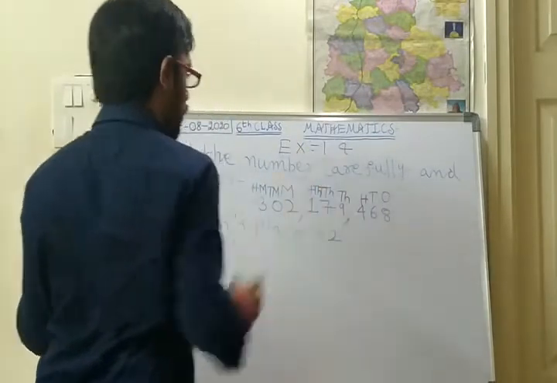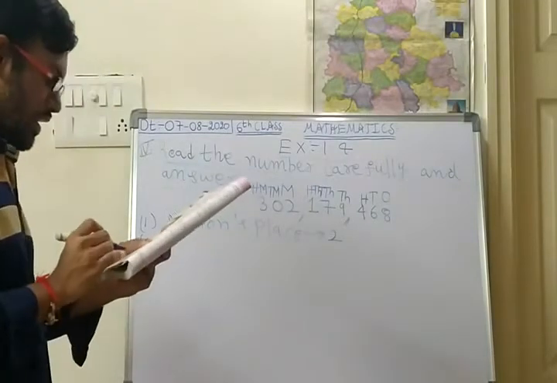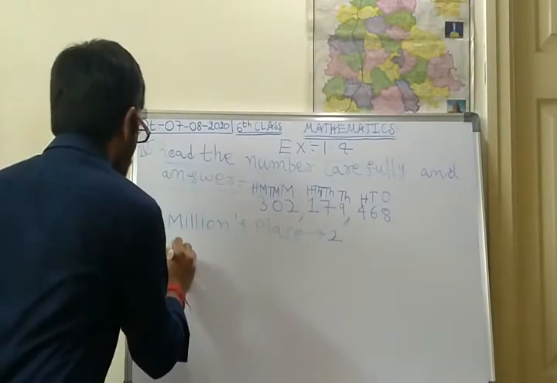Next, second one. What did he ask? The digit at hundreds place.